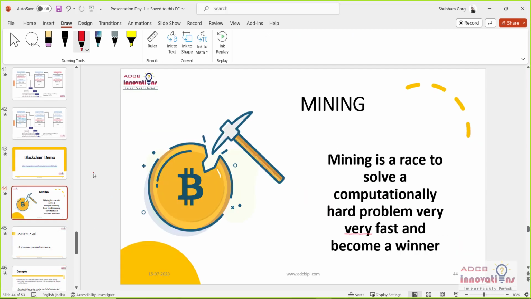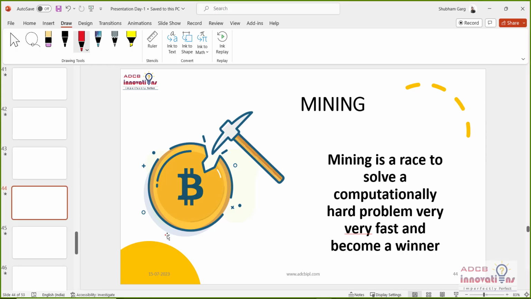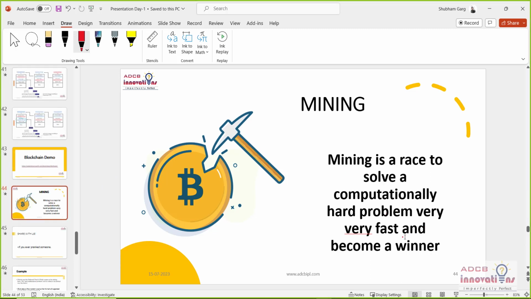Talking about mining, it is a race to solve a computationally hard problem very fast and become the winner. When you are a miner mining a block of transactions in a blockchain network, along with you there will be thousands of other miners as well, and the one miner who calculates the hash value first will be rewarded.